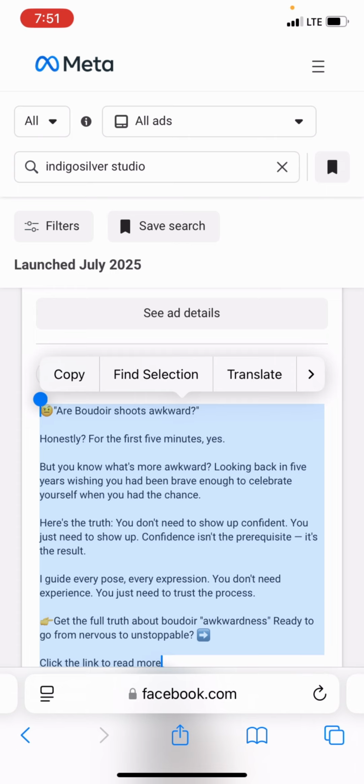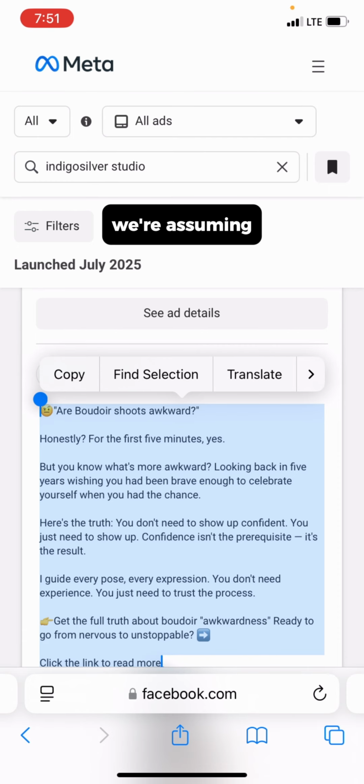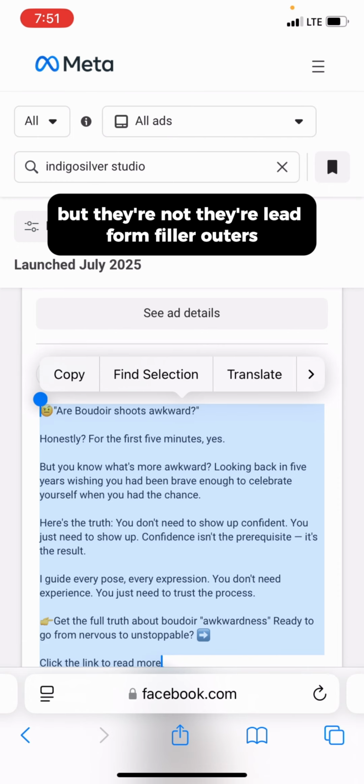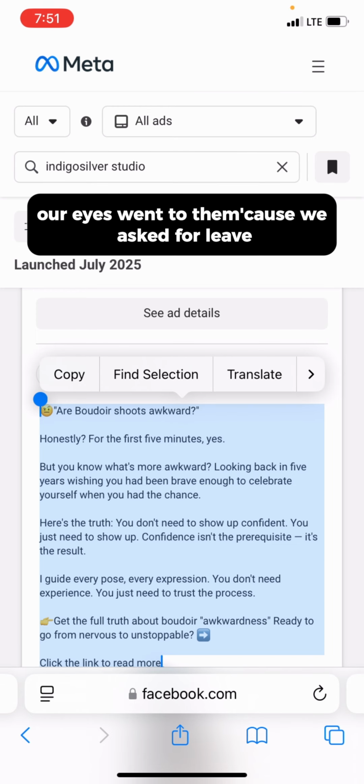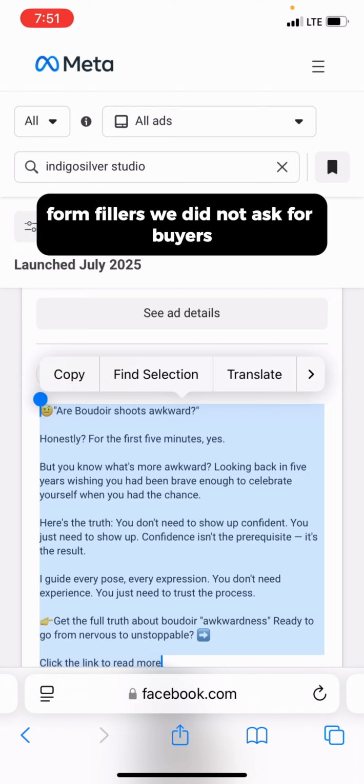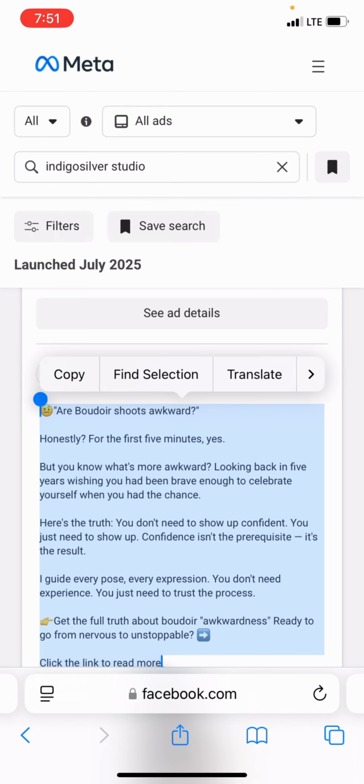because we're incorrectly assuming they are buyers, but they're not. They're lead form filler outers, which is why our ads went to them, because we asked for lead form filler outers. We did not ask for buyers.